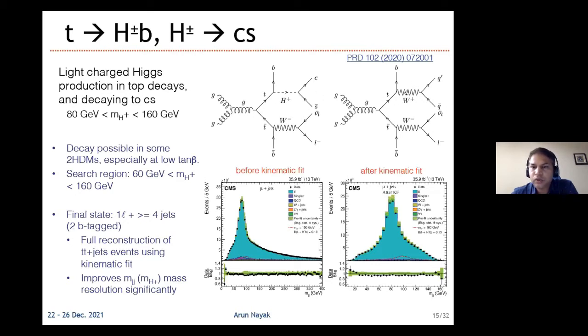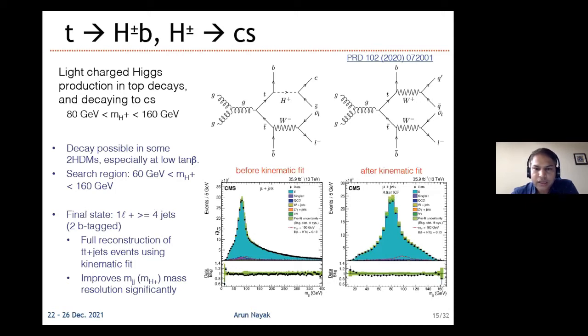And you know that the W also decays to cs bar about 30% of the time, I think. So that's why this becomes more difficult to search for than the previous one. And such decays are possible in some of the 2 Higgs doublet models. So the analysis considers 1 lepton plus 4 jets, and 2 of them are b-tagged.